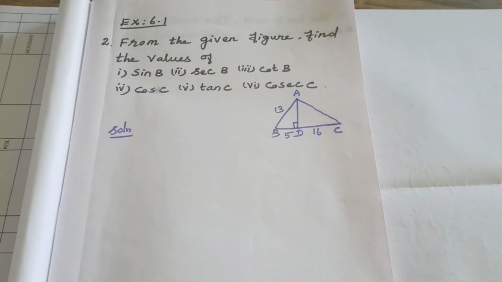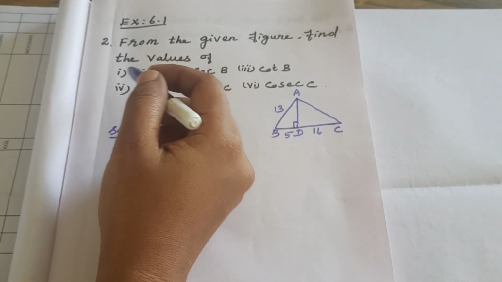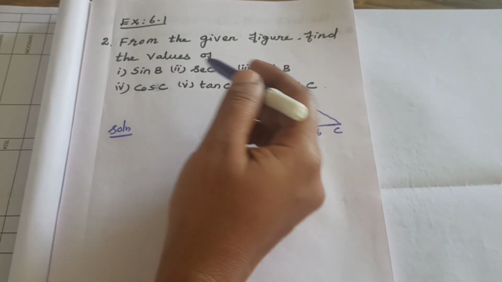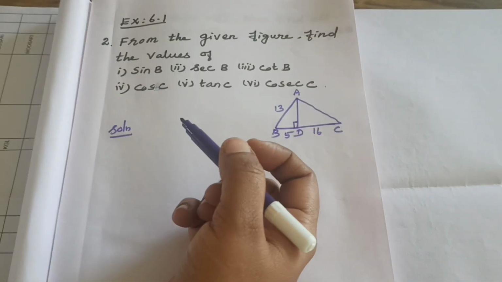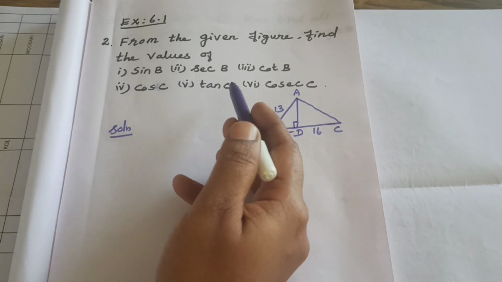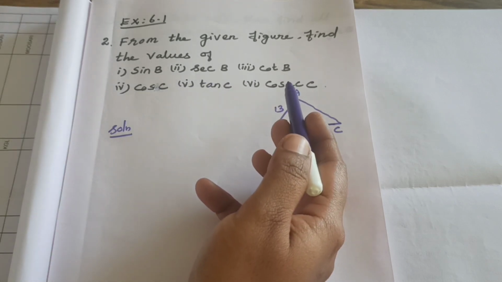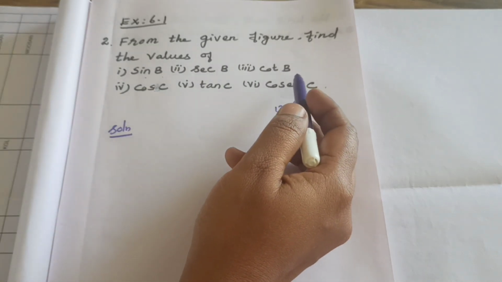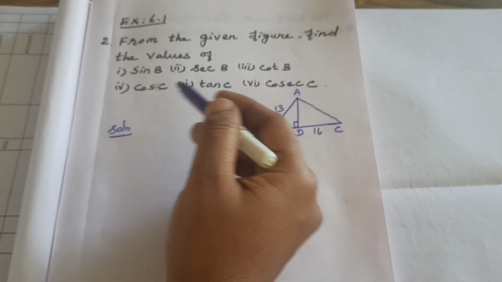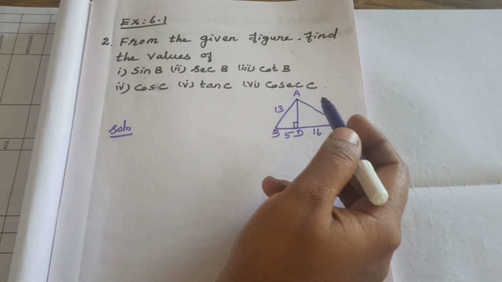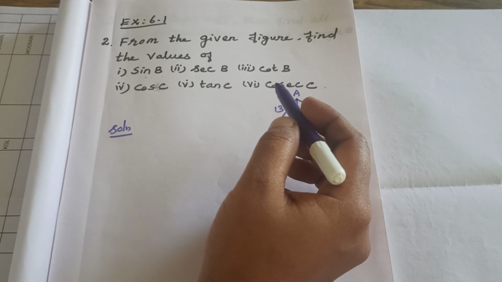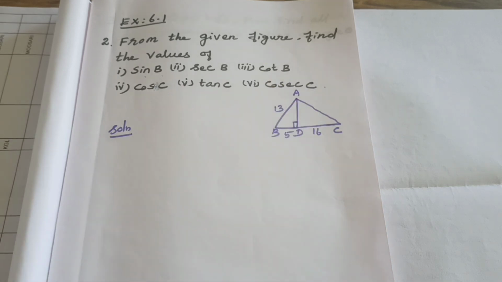Next, exercise 6.1, the second sum. First one already completed, maybe. Second sum: from the given figure find the values of sin theta. First one sin A, secant A, then cot, sorry, sin B, secant B, then cot B, then cos C, tan C, then cosecant C. These are the questions they asked. So one by one we have to find.